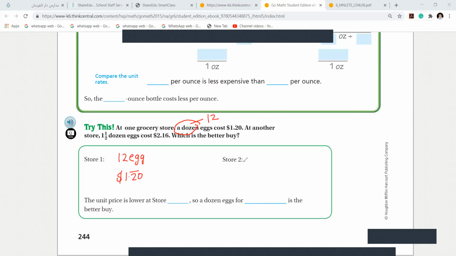And at another store, a dozen and a half. 1.5 dozen means 1 dozen, 12, plus half dozen, 6. 12 plus 6. Am I correct? 18. Yeah, I'll directly write 18. Is it okay, girls? So 18 eggs cost $2.16. Let me check which one is better to buy. Let me check for one egg.